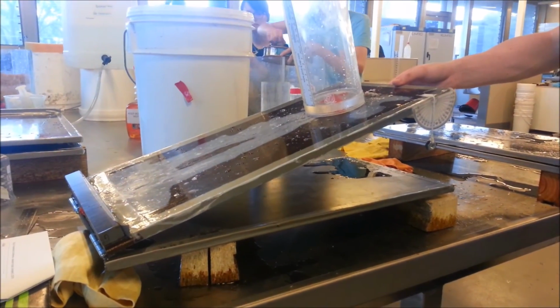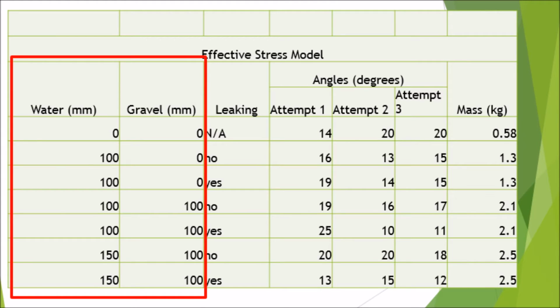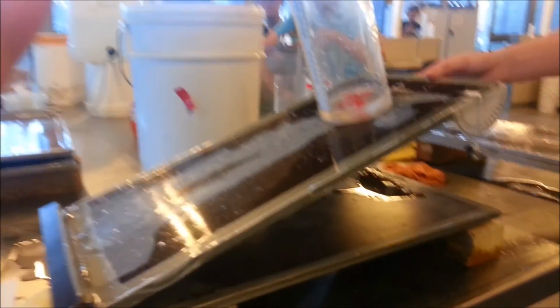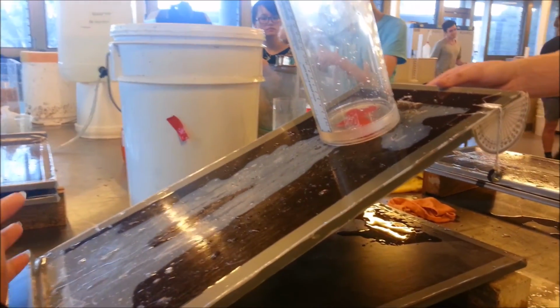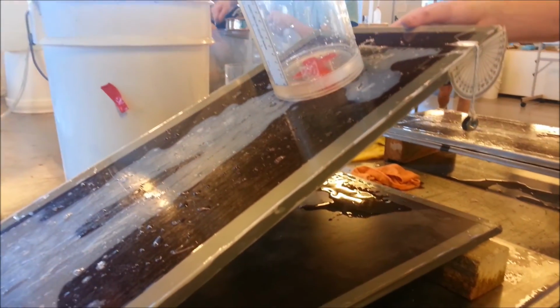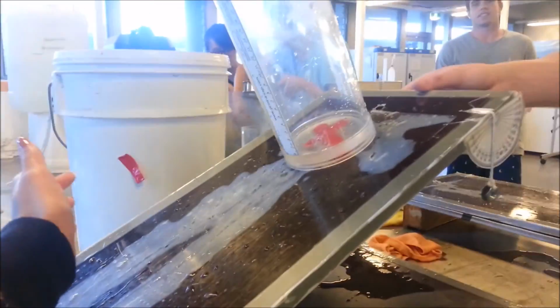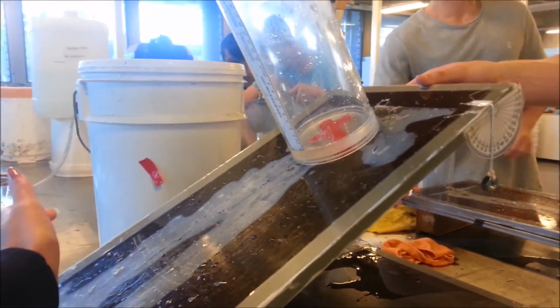These variations included changing the water level between 0 mm and 150 mm, and the gravel between 0 mm and 100 mm. The board was then tilted until the container overcame the static friction, and the angle was recorded. This was repeated 3 times for each quantity of gravel and water, with the leaking and non-leaking container.